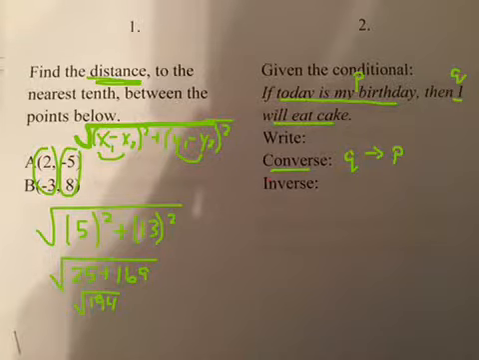The inverse, if you remember, the inverse is negation. Sometimes that's a symbol like that. So not P implies not Q. You can also do the little squiggle. So if today is not my birthday, then I won't eat cake. So I negated the P and negated the Q.